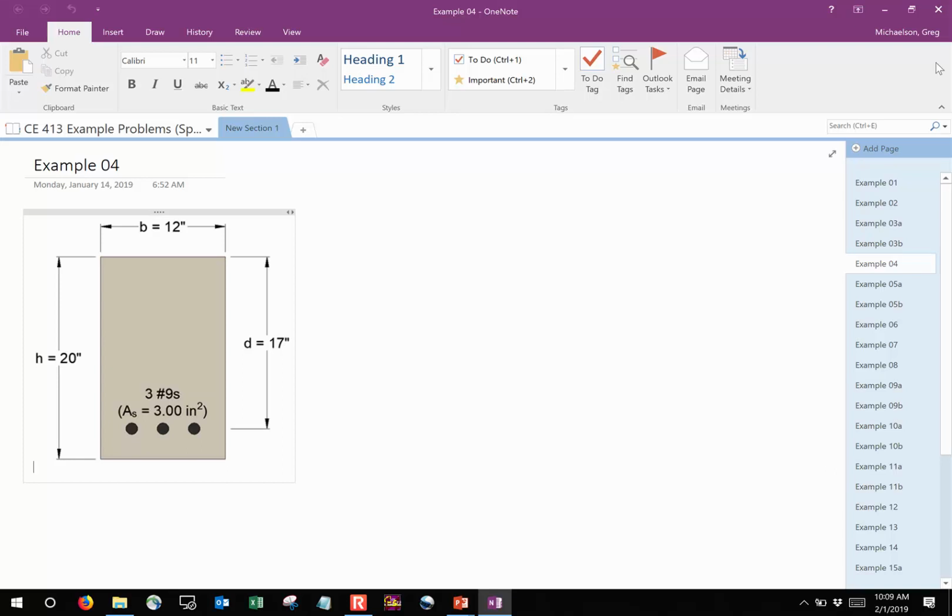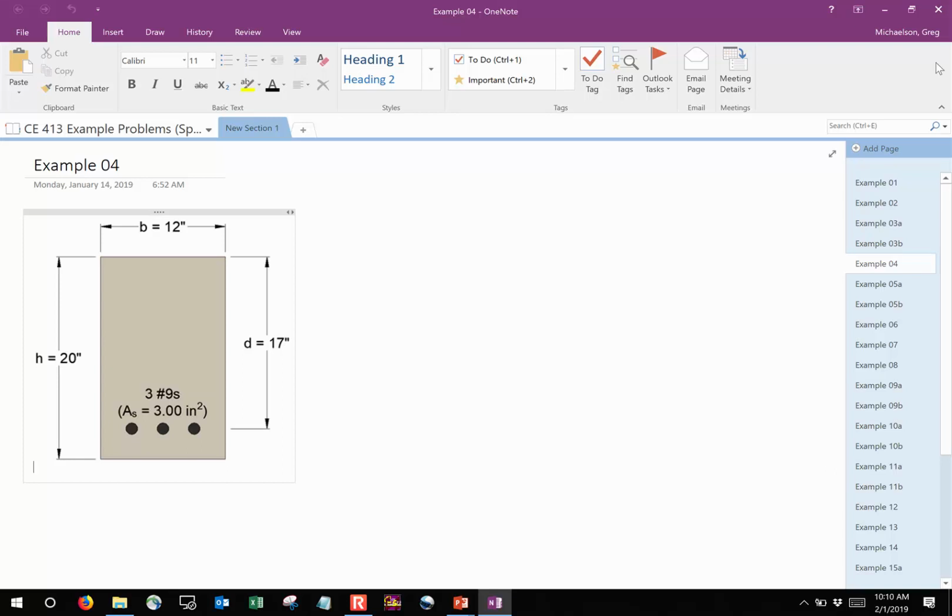Now, just so you're aware, on the rebar, I have 3 bars. The bars are number 9 in size. The area of a number 9 is 1 square inch, so the area of steel is 3 square inches. Everybody okay with that? So if it was 3 number 8s or 3 number 7s, you would need to look that up. Remember, I have posted on Blackboard a chart that shows if you have 7 number 11s, what's the area? If you have 3 number 6s, what's the area? So make sure that you have that available to you.